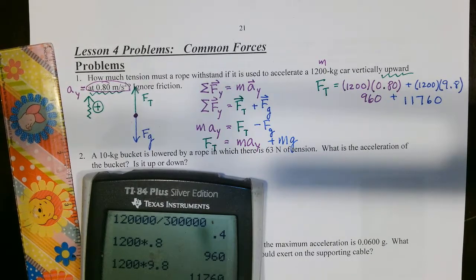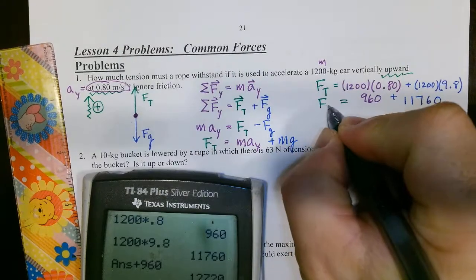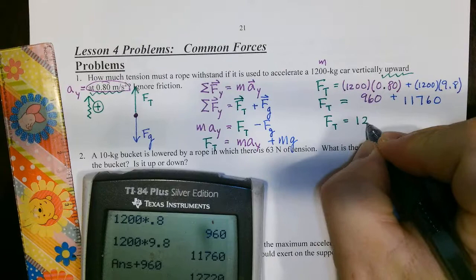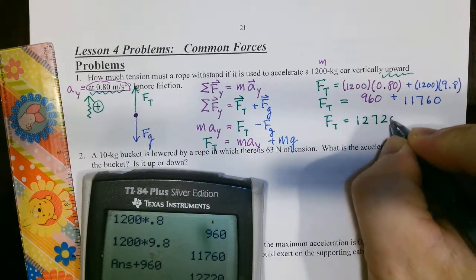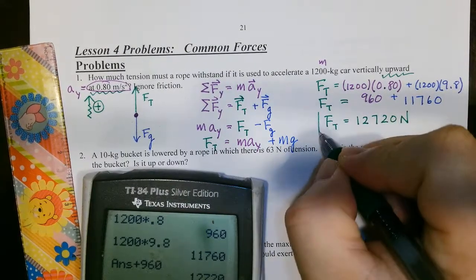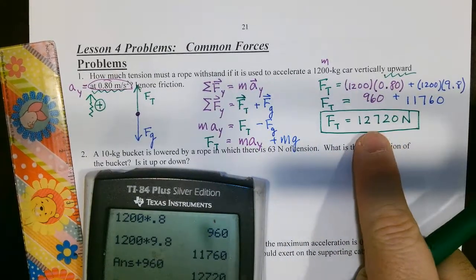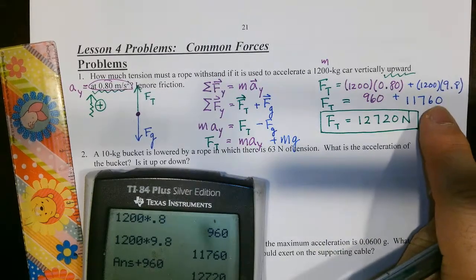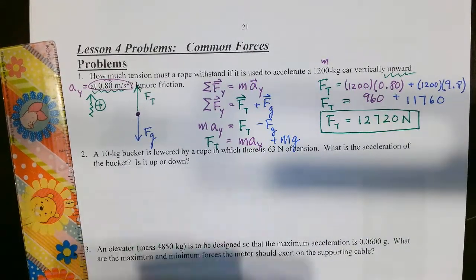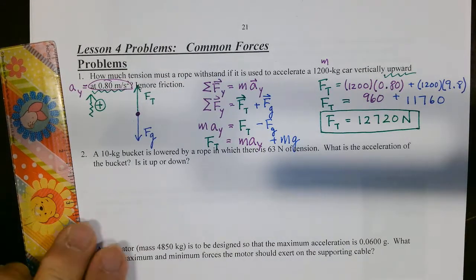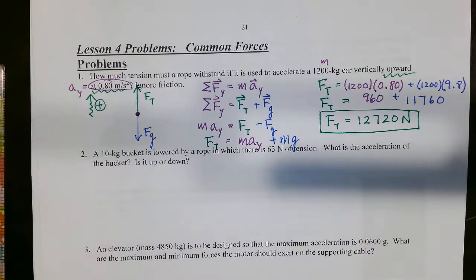So if I add 960 to the answer, my force tension becomes 12,720 newtons as my force tension. So notice my force tension is definitely bigger than the weight of the car, Fg. Okay? All right. Any questions?